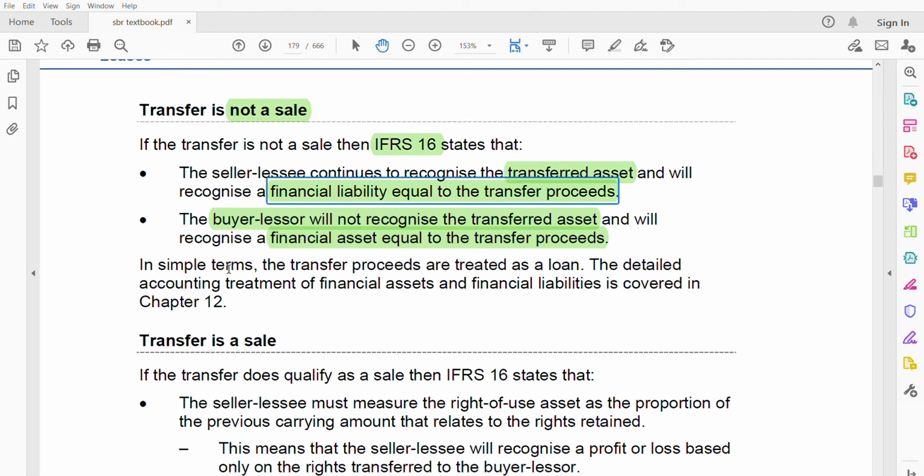In simple terms, they are breaking this down: the transfer proceeds are treated as a loan. The detailed accounting treatment of financial asset and financial liability is covered in chapter 12, which is IFRS 9.